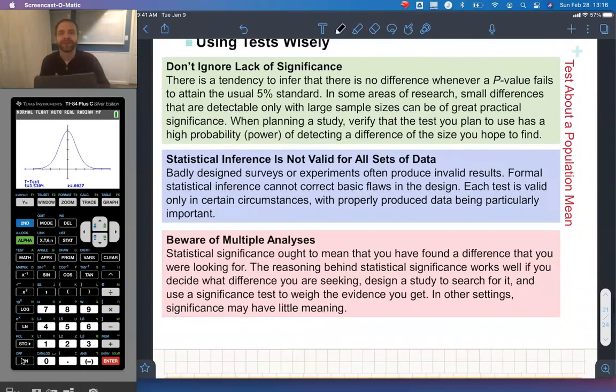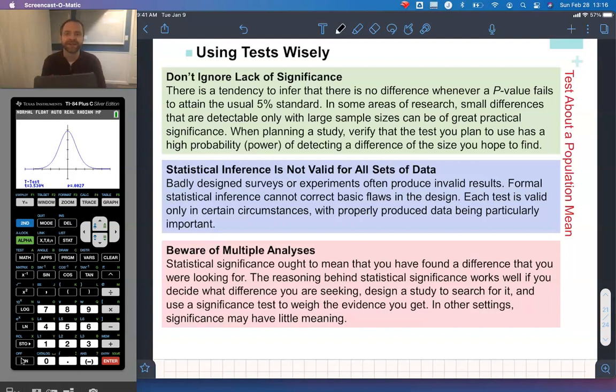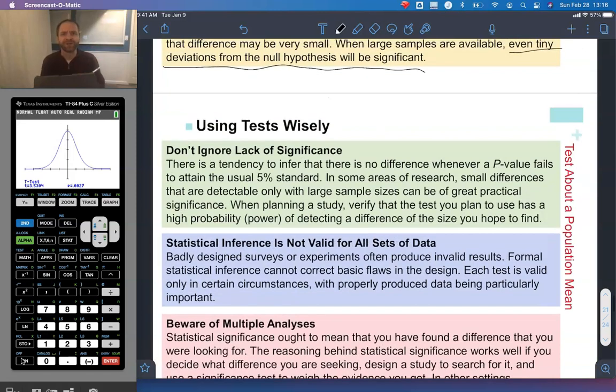Some other things to keep in mind. Do not ignore lack of significance. There's a tendency to infer that there is no difference whenever a p-value fails to attain the usual 5% standard. In some areas of research, small differences that are detectable only with large sample sizes can be of great practical significance. Now that sounds pretty similar, right? Small differences that can only be detected with large sample sizes can have great practical significance. So when planning a study, verify that the test you plan to use has a high probability, or power, of detecting a difference of the size you hope to find.